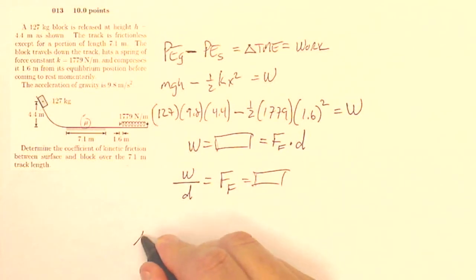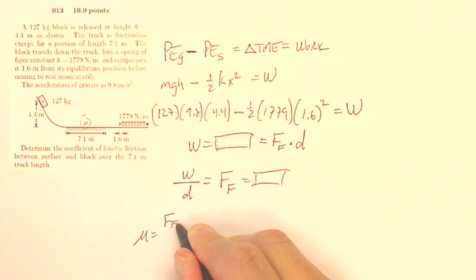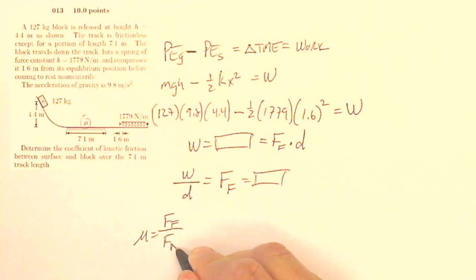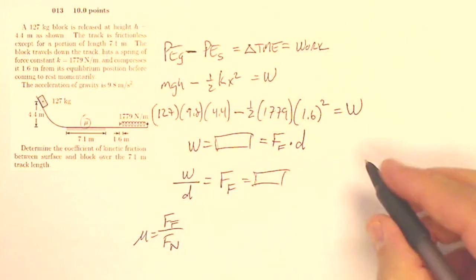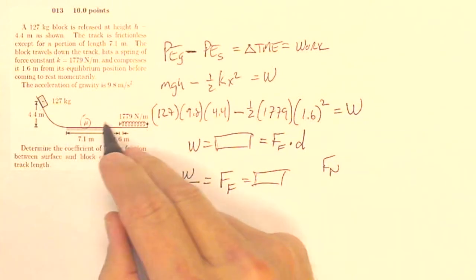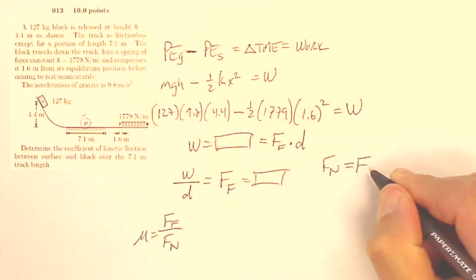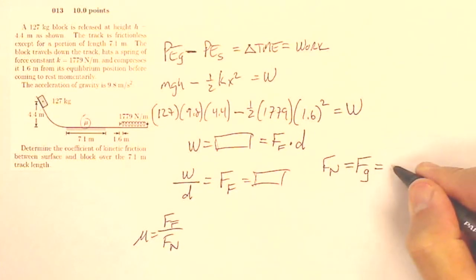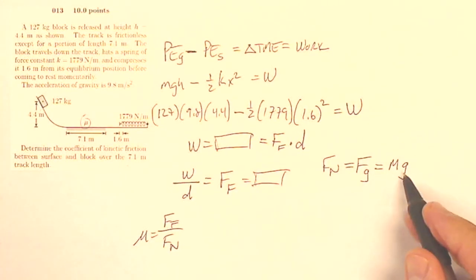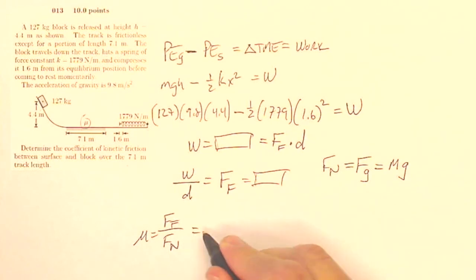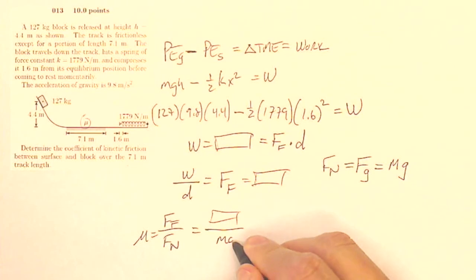Now, what's mu? Well, mu is going to be the force of friction divided by the normal force. And my normal force, in this case, since it's on a horizontal surface, is going to equal the force of gravity. So that's going to equal the mass times the acceleration of gravity. So I've got my force of friction from this, and my normal force is going to be mg, and that will give me my coefficient of friction.